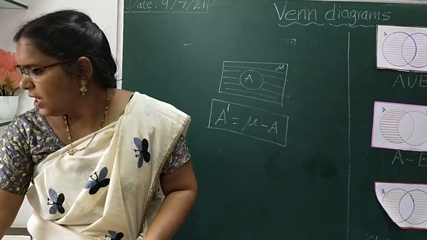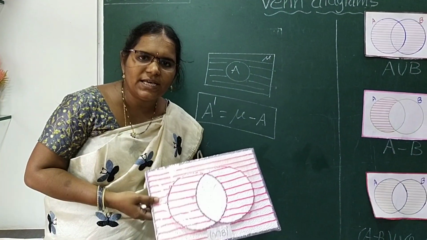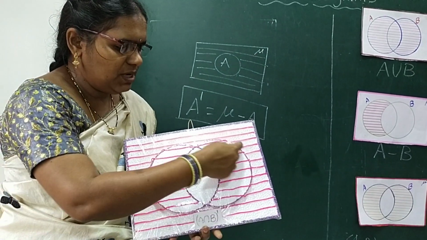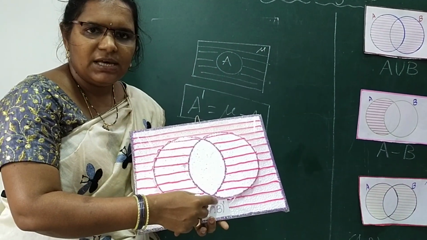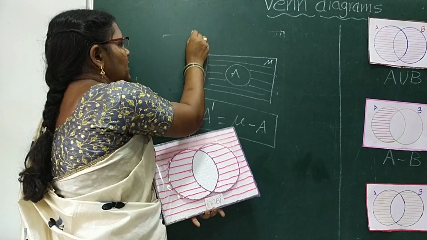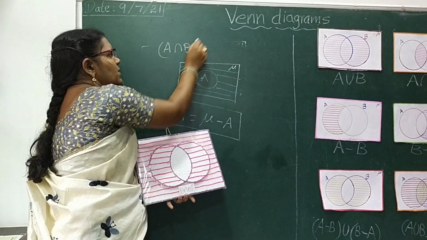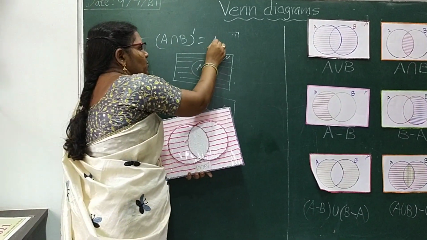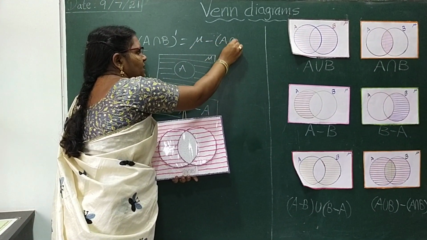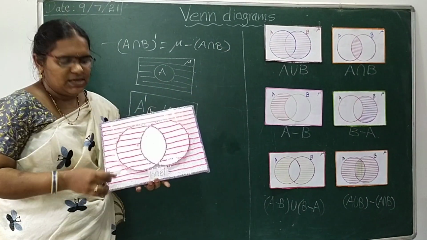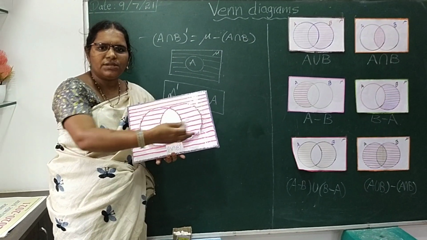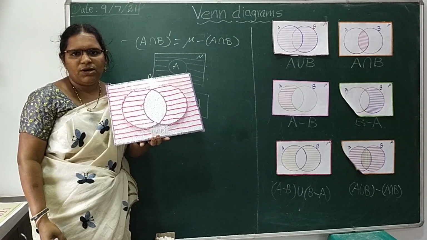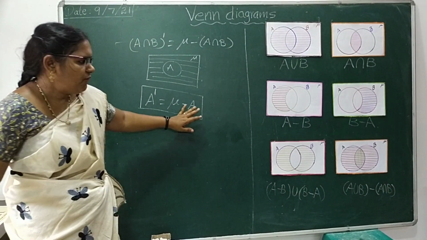In the same way, if we have A intersection B whole dash, this is A intersection B. A intersection B whole dash means except A intersection B, that means mu minus A intersection B. Except A intersection B, in the universal set, the remaining portion is shaded. Okay, then these are Venn diagrams.